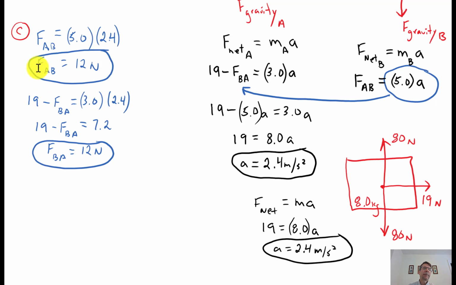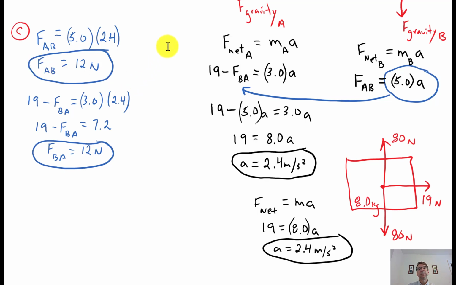Whether I label them F sub AB or F sub BA, they're the forces that each box exerts on the other box. I could just call it F if I want to. That's the interaction force. That's the Newton's third law pair of forces: for every action, an equal and opposite reaction.